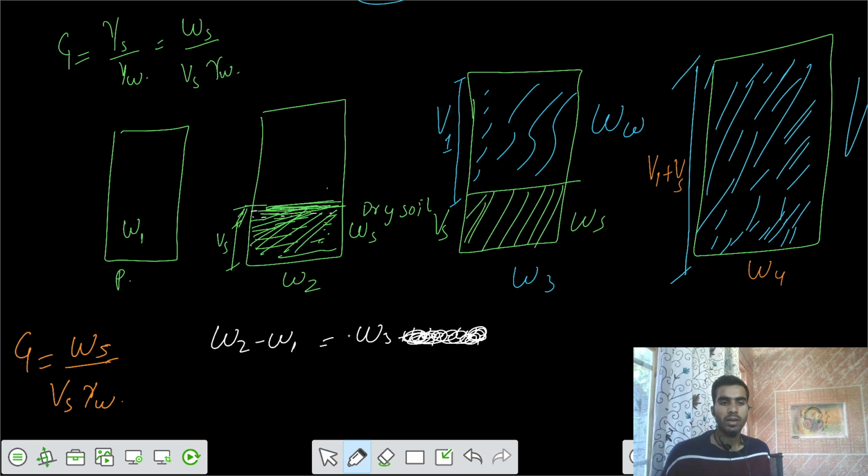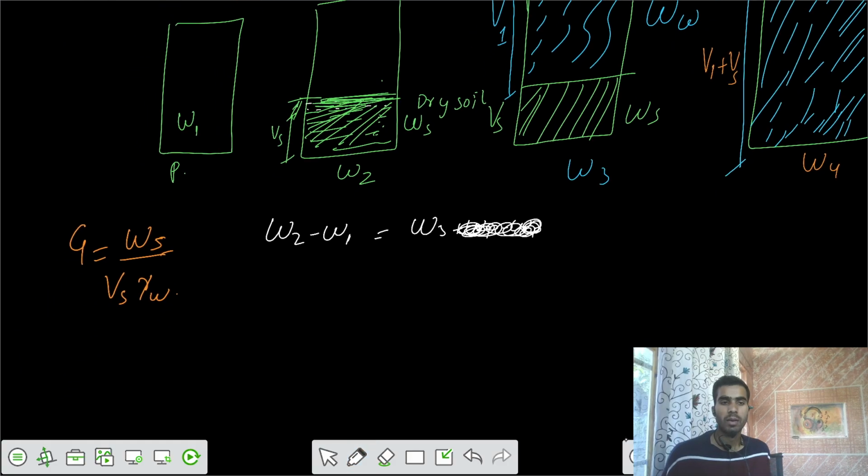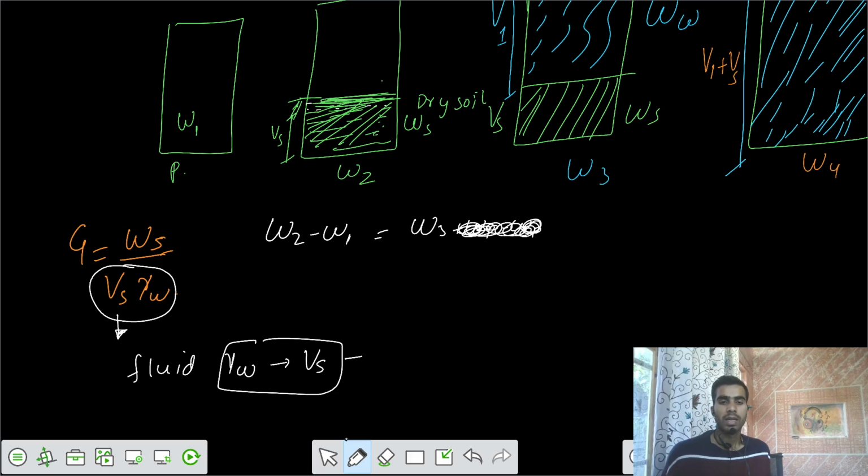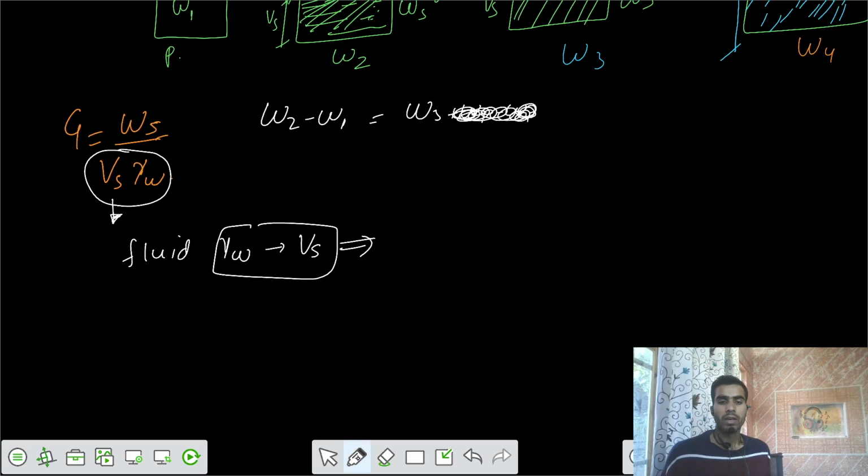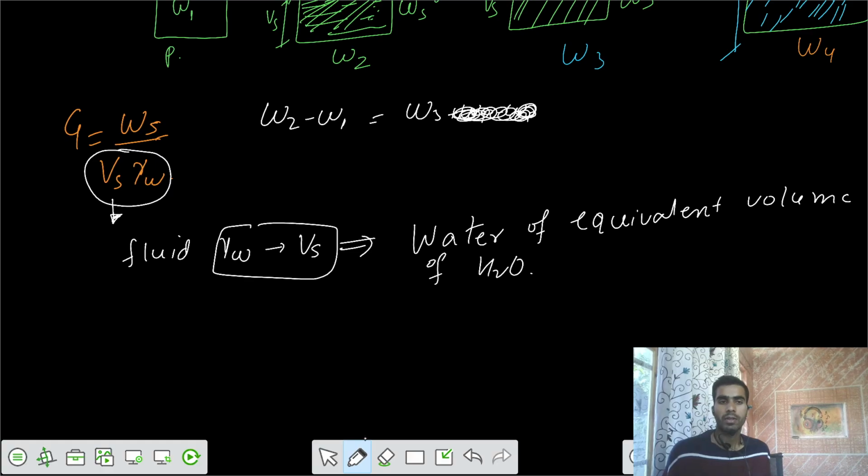Now how can you get the value of Vs gamma W? What does this mean? This means we are having a fluid of unit weight gamma W, and it's occupying volume of Vs. So that's what we call the weight of equivalent volume of water. So that is the definition of G of solids.